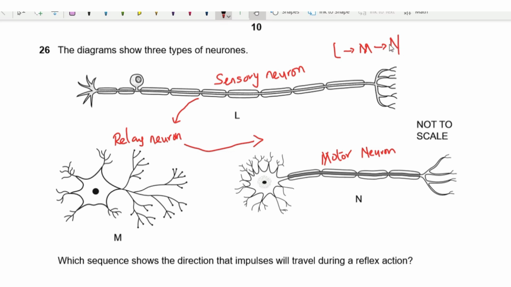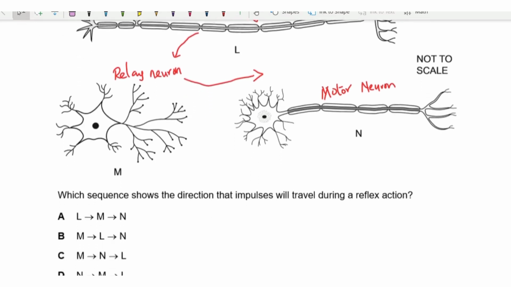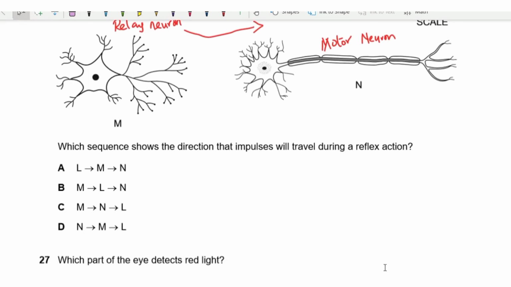So with this we can now look at our options. Our options, L to M to N. So automatically our answer is option A. So B is wrong, C is wrong, and D is wrong. So we'll now move straight to question 27.